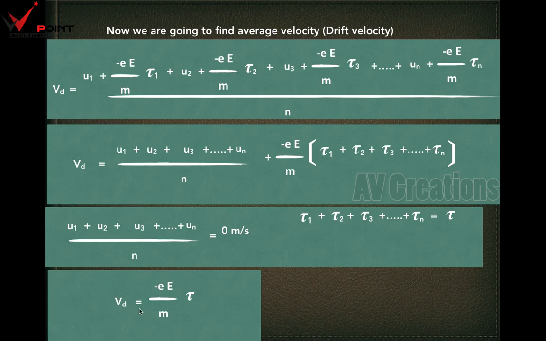Drift velocity depends on the charge of the electron, the electric field, the mass of the electron, and the time interval between two successive collisions.